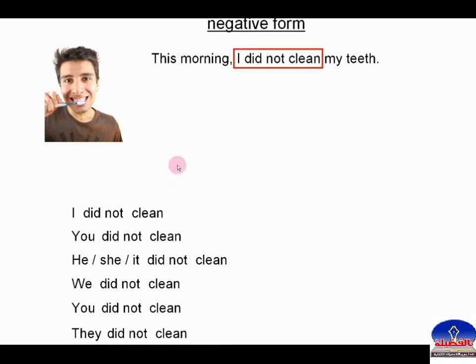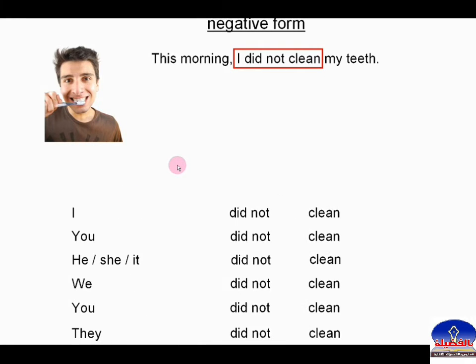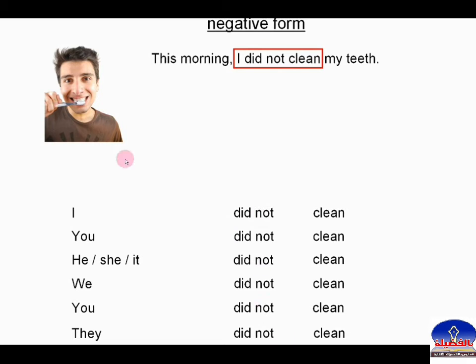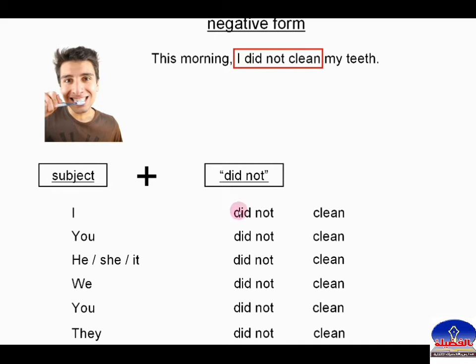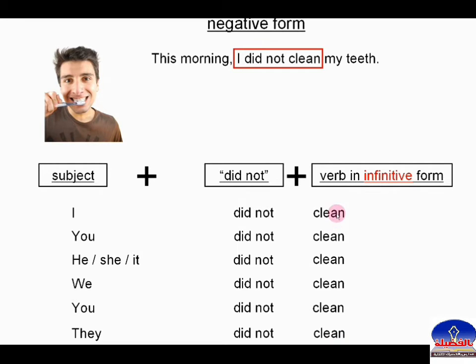So, in more detail, this is the form of the negative. It's the subject, followed by did not, and then the verb in the infinitive form. Okay, this is very important. This verb is the infinitive form, the base form. So this is the important word, did not, followed by the infinitive.